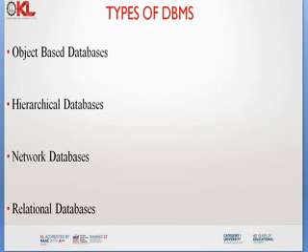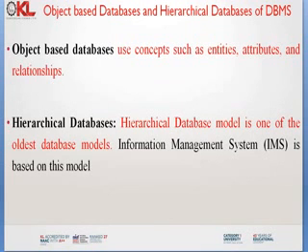Next, types of database. These are the general types of database: object based database, hierarchical database, network database, relational database. Now let us see each and every one. Object database means it is going to have things like entities, attributes, and relationships. Hierarchical database is stored in a hierarchical manner, meaning a tree structure. It is one of the oldest database mechanisms. Information Management System is one based on this model.